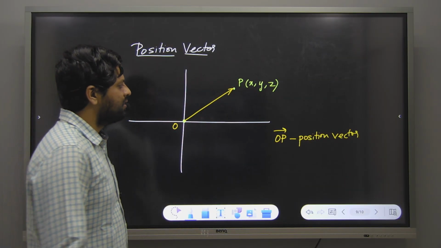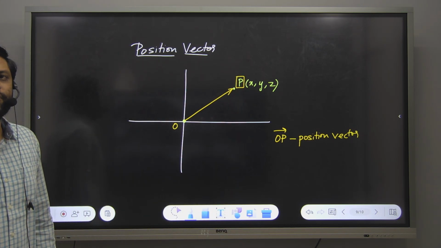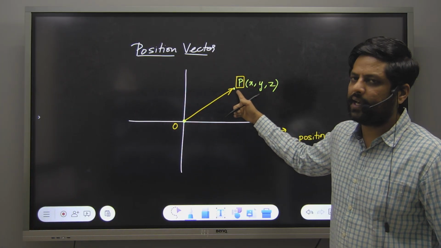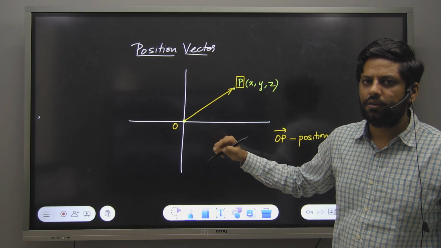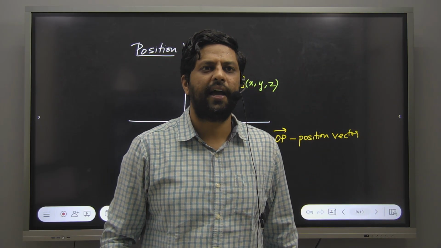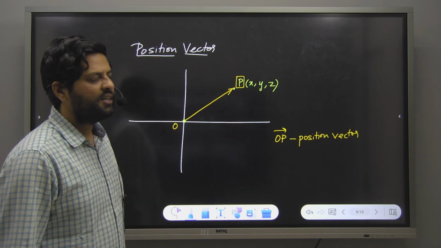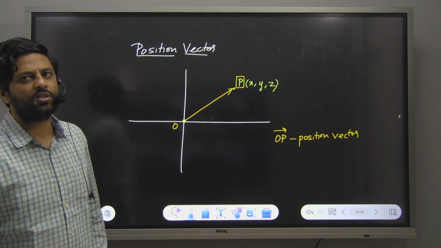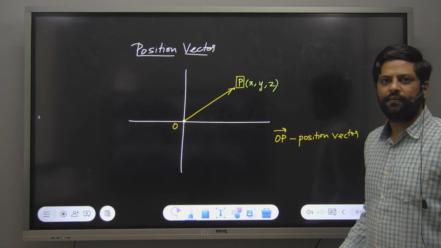What do you mean by position vector? I am talking about the position of a point, but what am I taking as the reference point? The origin. I give the position considering the origin as the reference. So the OP vector is called the position vector. Okay?